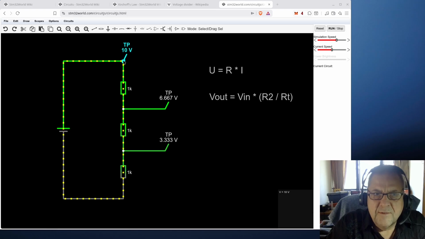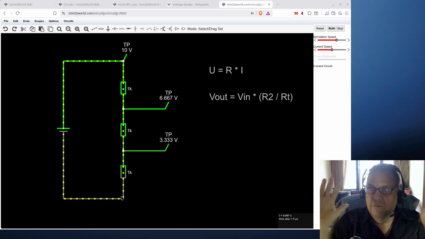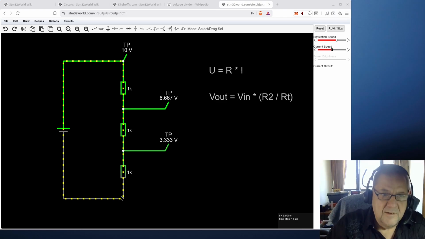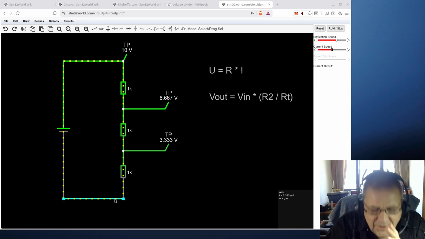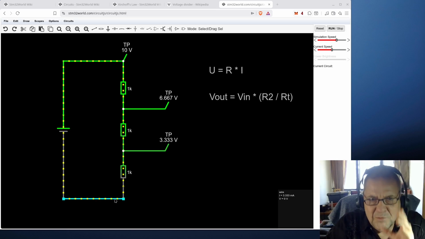So in other words, while we have 10 volt down here, up here, after it flows through that resistor, there is a voltage drop over that resistor, and that means at this point there must be 6.6 volt. And then we do it again, and there must be 3.3 volt, and then we do it again, and whoa, 0 volt, because there is 0 volt down here. So Kirchhoff's law works, and so does Ohm's law.